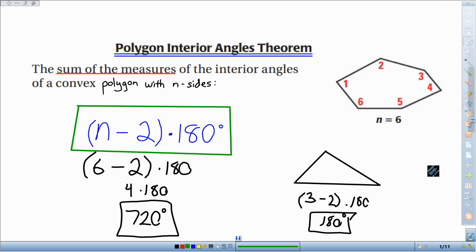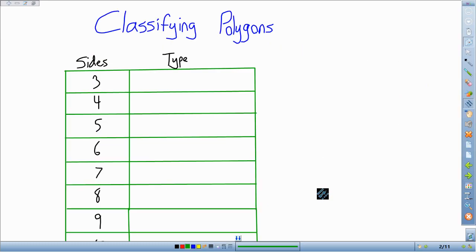Okay, so with this, let's try out some examples. Before we do though, classifying polygons. Let's go over the names of the different polygons that exist. You guys know that polygons, as they increase in size, their names change. All right, so let's go through this and just kind of remind you. These are probably some things you've heard and some other things you haven't.